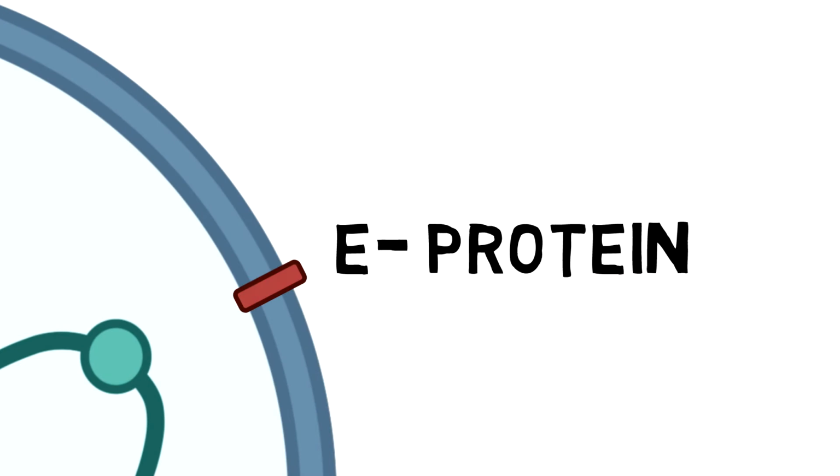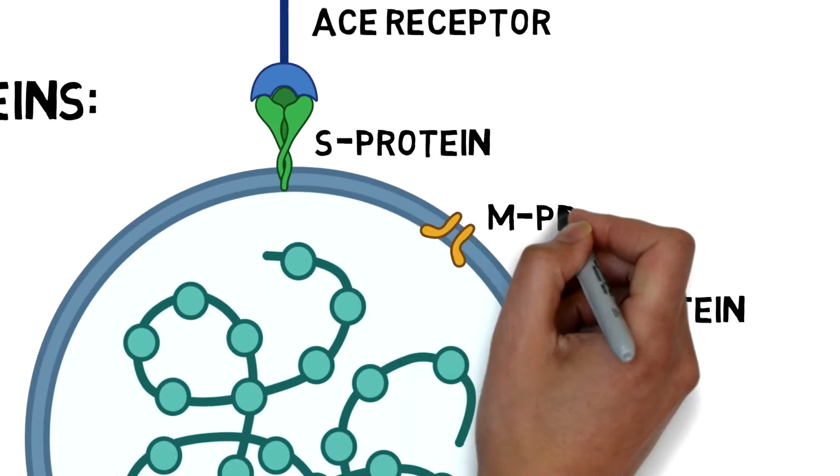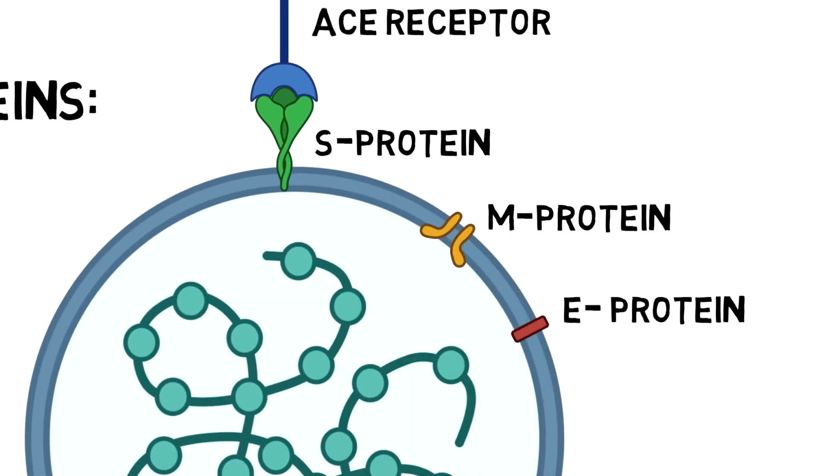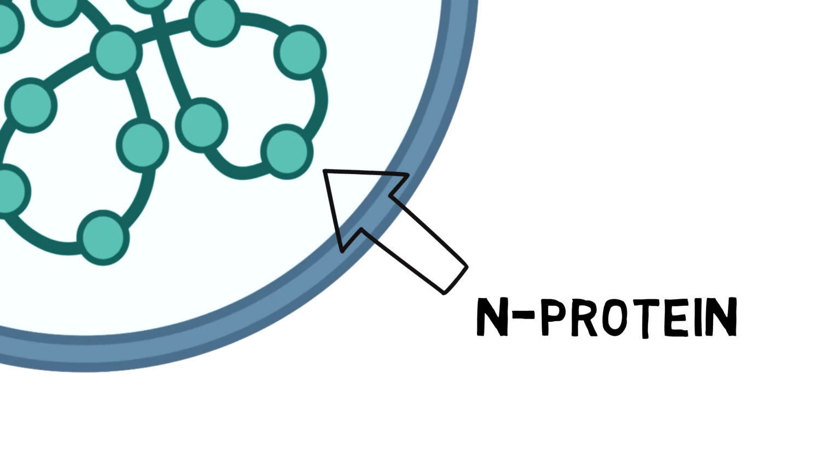The E protein is the envelope protein, and as I mentioned before, an envelope is an extra protective layer that protects both the capsid and the nucleic acid. The M protein together with the S and E proteins form the viral envelope. And the N protein, which stands for nucleocapsid protein, is the protein that holds the genetic material inside the capsid, which is the RNA.